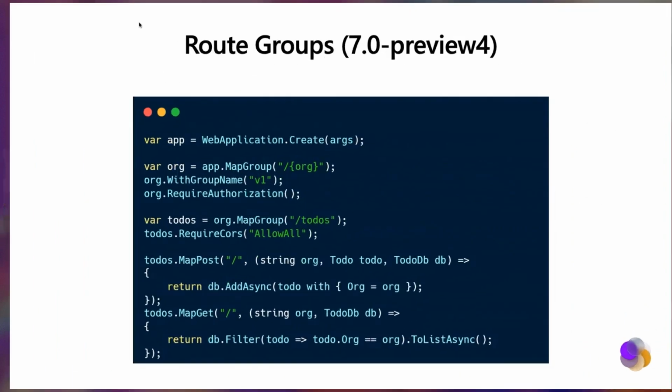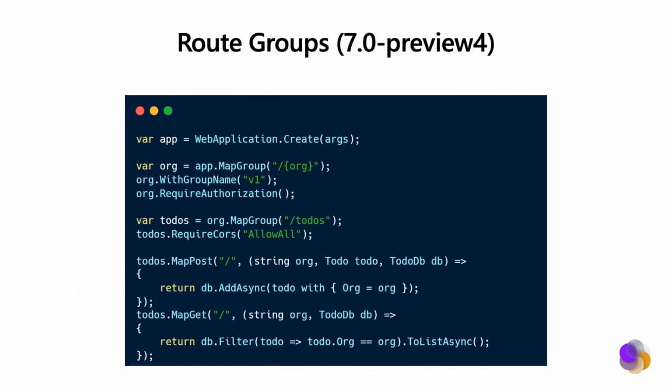All right, so here you'll see that there's a new method called MapGroup, which in this case, we're creating an organizational group that has an org slug, as we call it, right? So that can be basically any string until the next slash, which in this demo is the name of your organization. And we're going to require that anyone who wants to interact with an org-specific endpoint is going to need to be authorized. So this now will apply to the remaining endpoints in this sample.